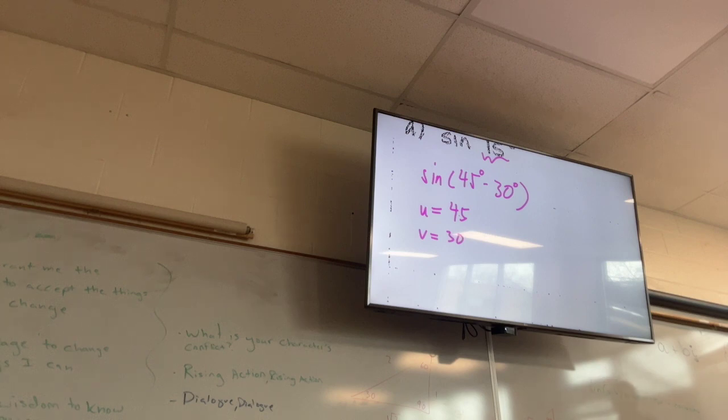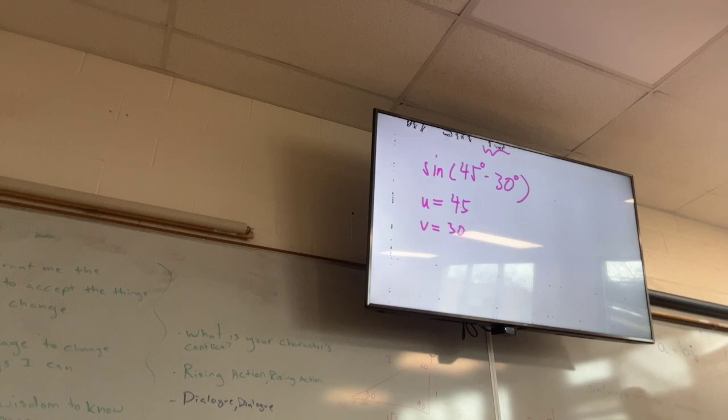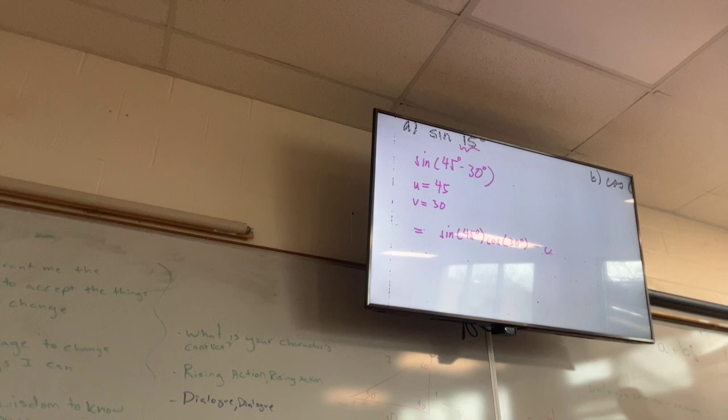All right, so we're just going to plug those u and v's into the right side of this equation. So this is going to become sine of 45 degrees, right? U is equal to 45. Cosine of 30 degrees minus cosine of 45 degrees sine of 30 degrees.